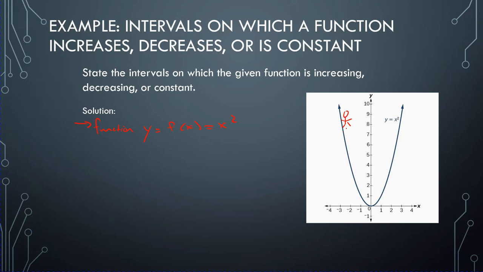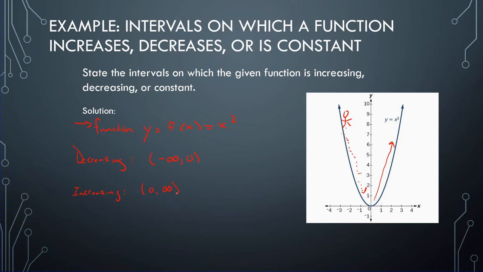So look, think of it as a person walking on the graph. As I go left to right, what's happening here? I'm going down. So as I go left to right until I get to 0, so for all negative numbers, I'm going down. So it's decreasing from negative infinity to 0. And then once you get past 0, as you go left to right, the graph is increasing. So it's increasing from 0 to infinity.